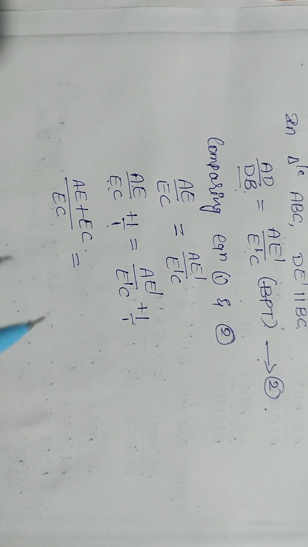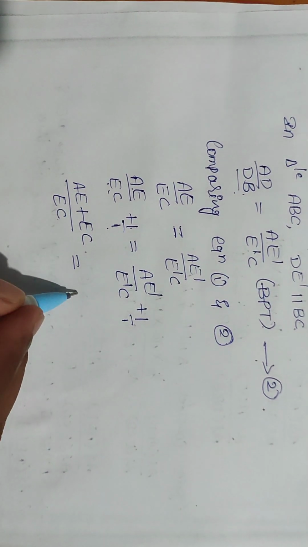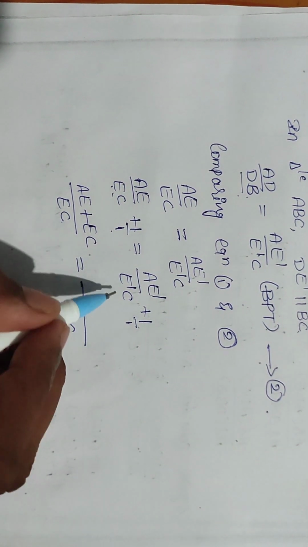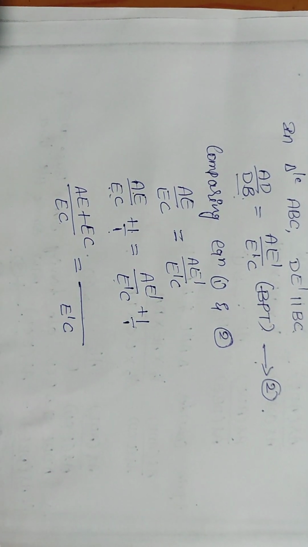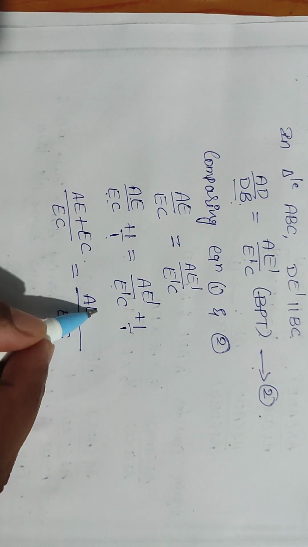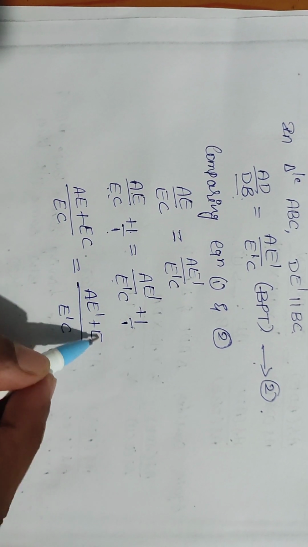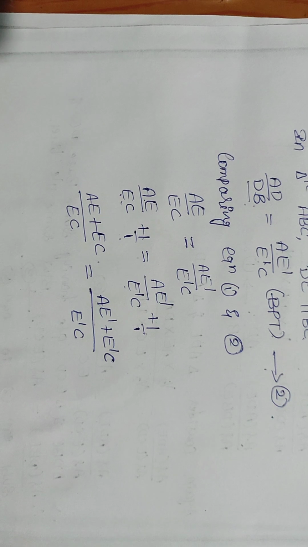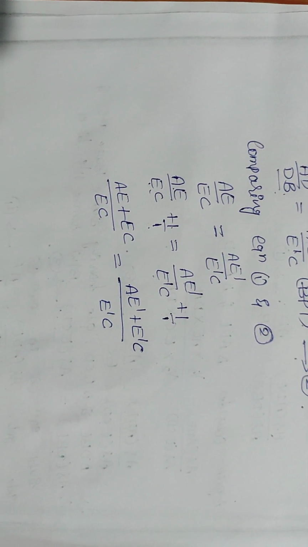We have to do the same thing on the right hand side. That is, E dash C is the LCM for E dash C as well as 1. So now again by cross multiplication, AE dash plus E dash C. This is by taking the LCM. We already know the method to find the LCM.